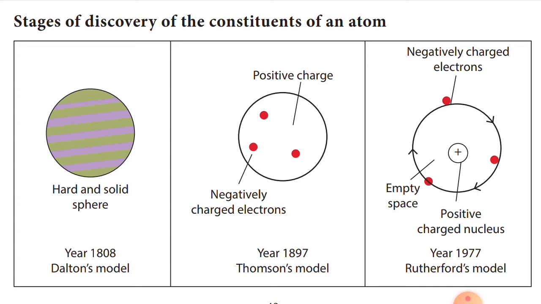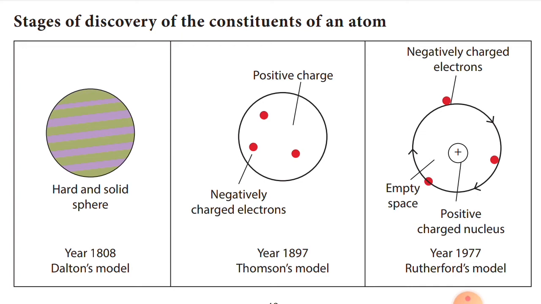Around the nucleus, see here, empty space, children. Yes, and negatively charged electrons are moving in the empty space. And the positively charged nucleus, see, the center of the nucleus, children, that is also revolving in the center. So in the year 1977, he proposed this. Did you clear that one, children?